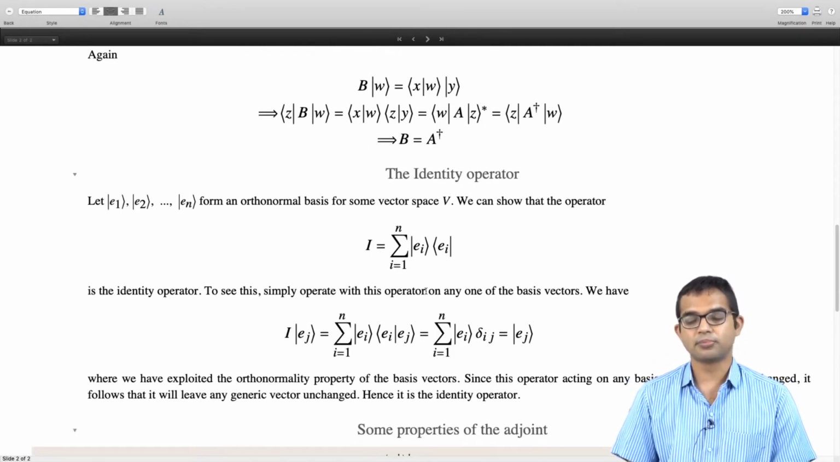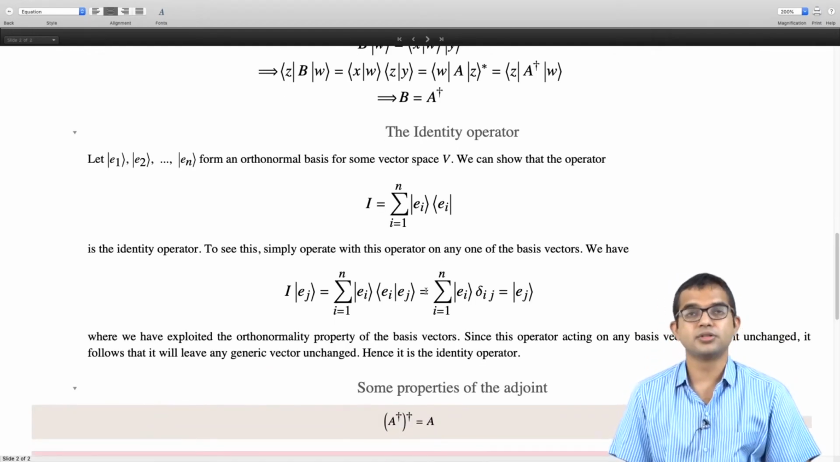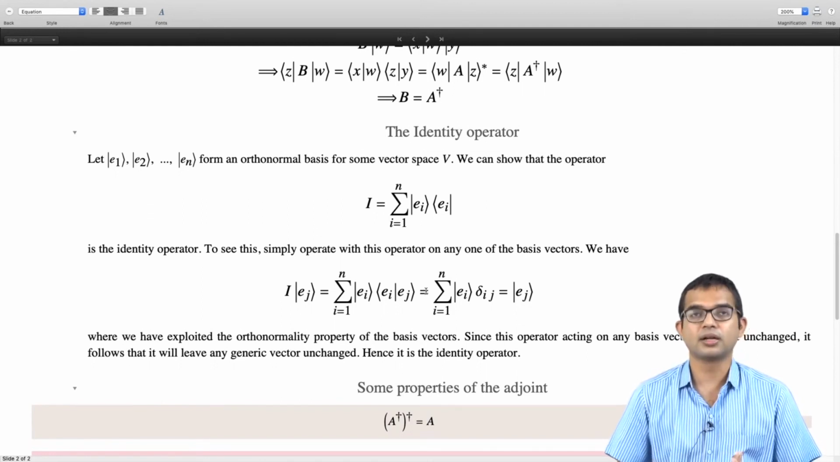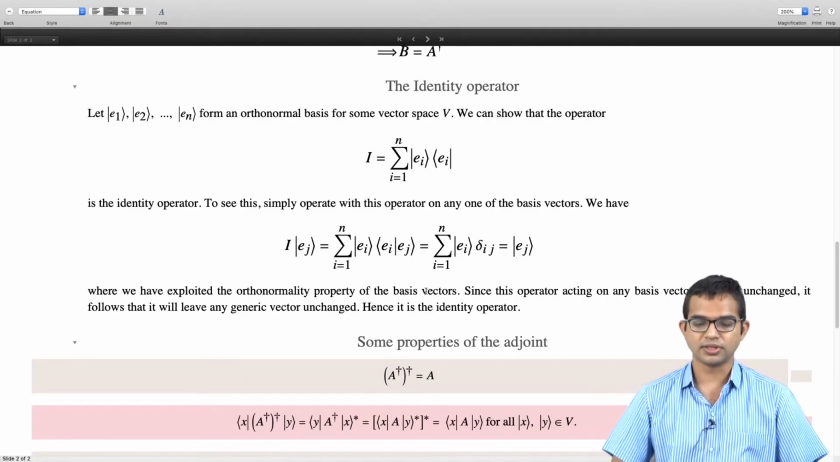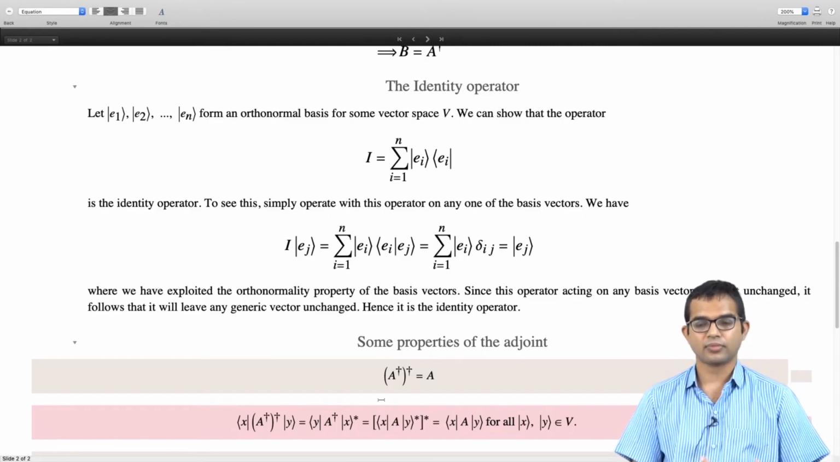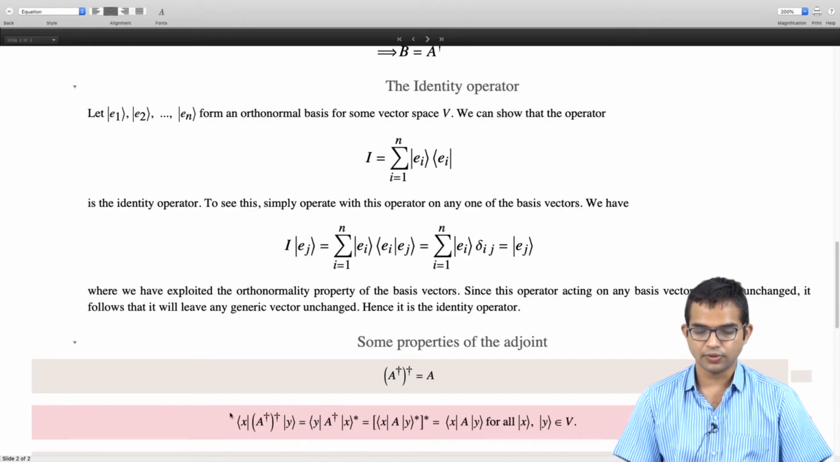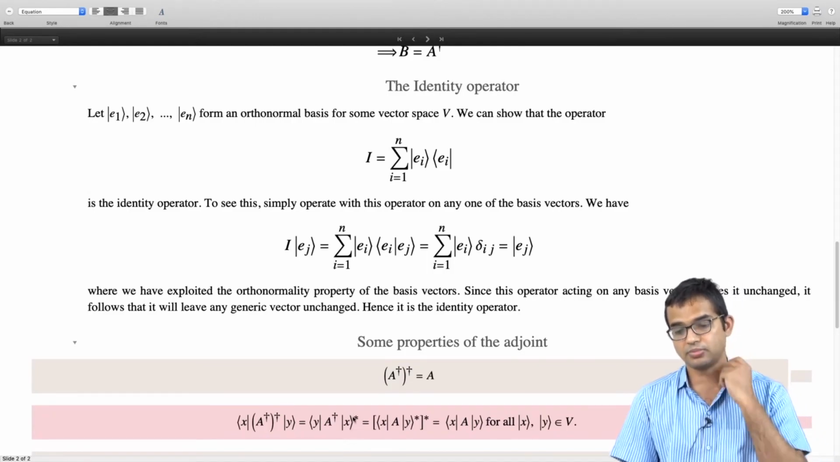Okay, now let's look at some properties of the adjoint. One is that if you take the adjoint of an operator twice, you get back the same operator itself, right? We can see this by invoking the definition. Take any two vectors x and y, and work out the matrix element of a dagger dagger. By definition, you flip y and x, one dagger goes away, and you have the complex conjugate of y, a dagger, x.